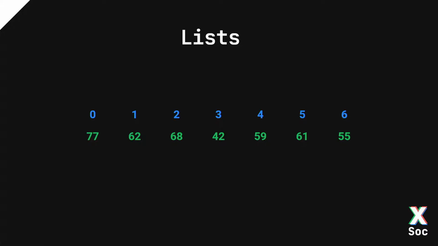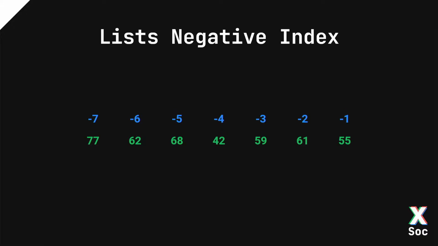But we can actually use a negative index to start at the other end of the list. So if we want the last item, we can use -1. And it will go to -7, because 0 represents the first item, whereas -1 represents the last item, and it goes in the reverse order all the way to -7, which will represent the first item.